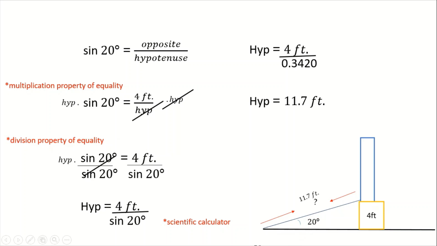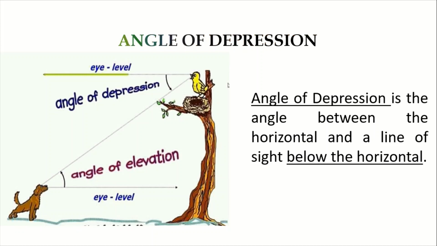Okay? So again, class, if we're talking about angle of elevation, ito ay tumutukoy sa angle na na-form natin from the eye level or from the line of sight paitaas. Okay, so from the line of sight going up. Alright? So we have discussed angle of elevation. So now let's discuss angle of depression. So here, from the illustration, nakikita natin si bird, siya yung tumingin kay dog na nasa baba.